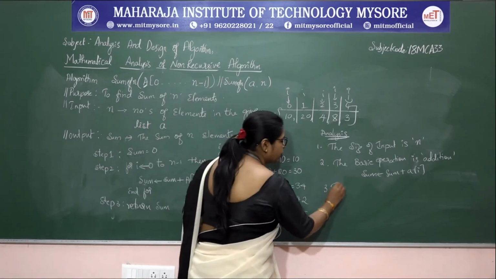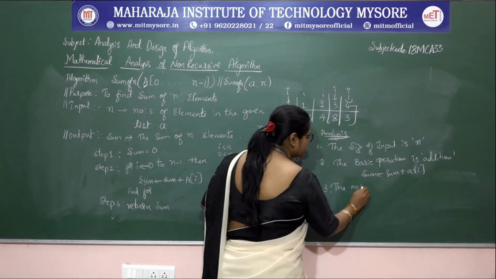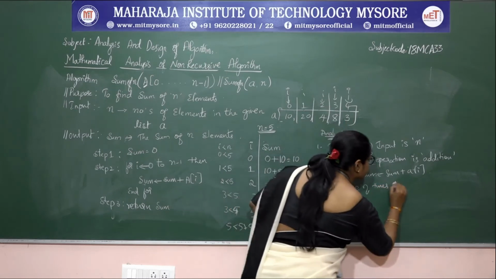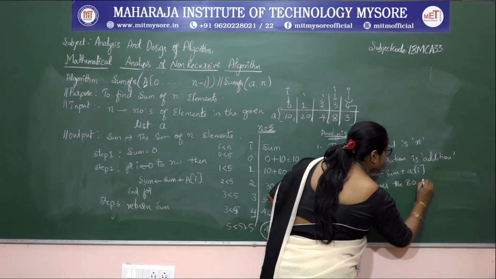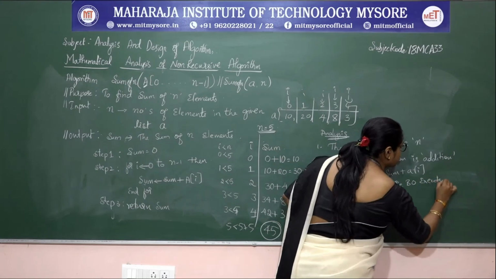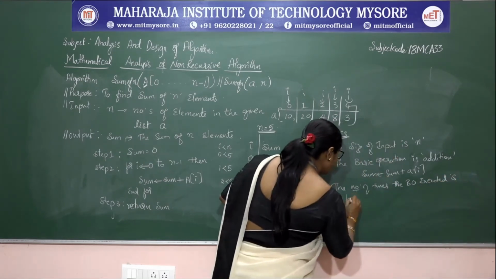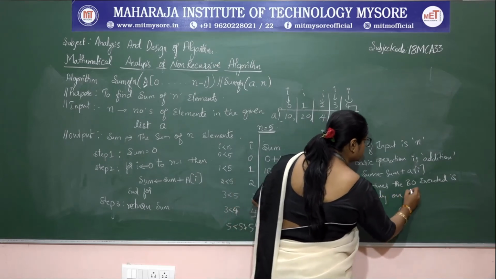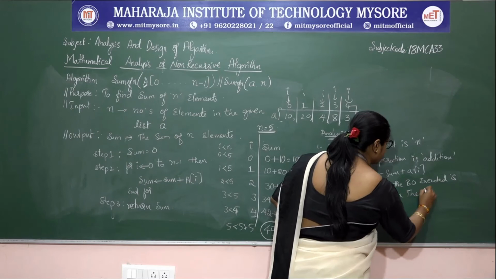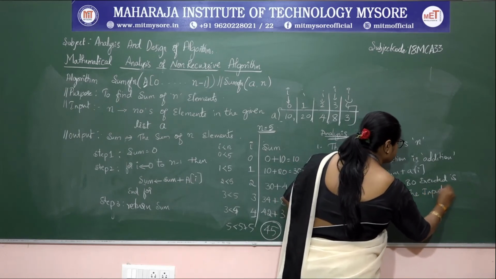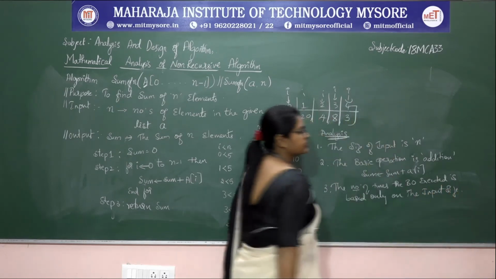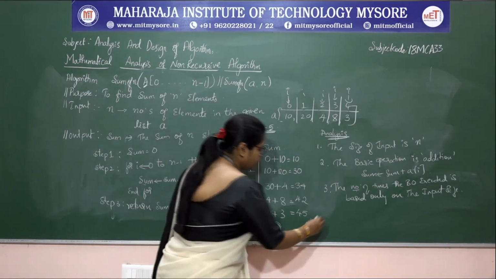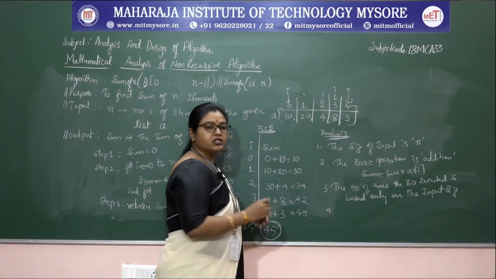So the number of times the BO is executed is based only on the input size, only on the input size. Okay, so fourth step, what is the fourth step?